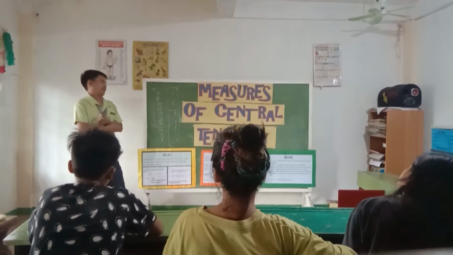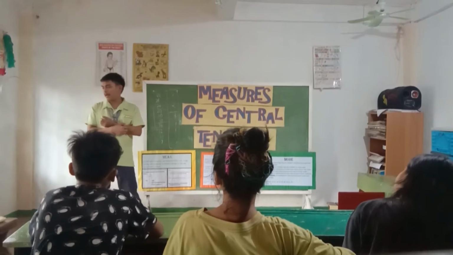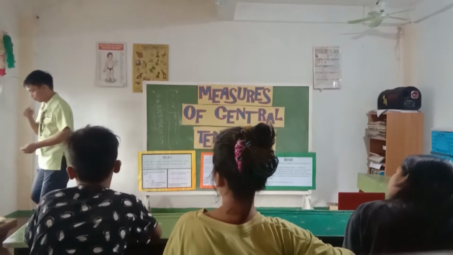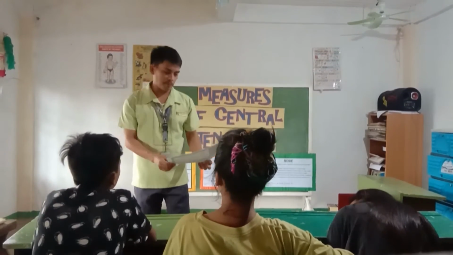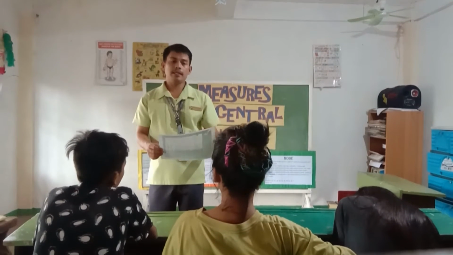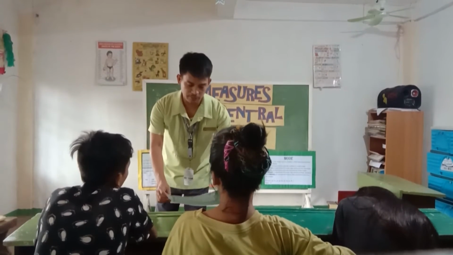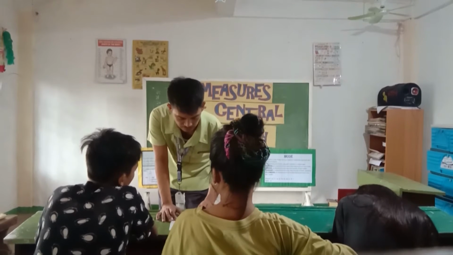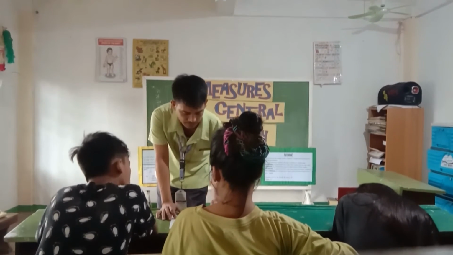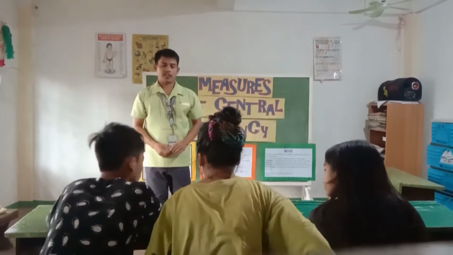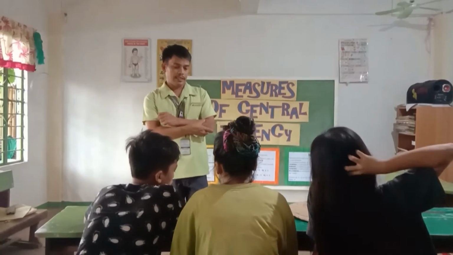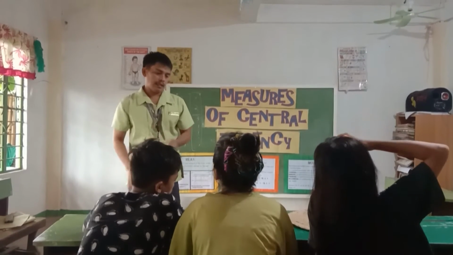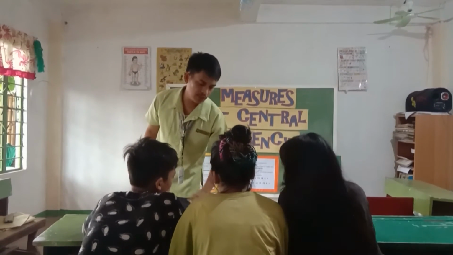None. So, I have an activity for you as a group. I have a table here. You will identify the mean, median, and mode of the set score B. Okay, you will work as a group. 5 minutes to answer. You will get the mean, median, and mode.